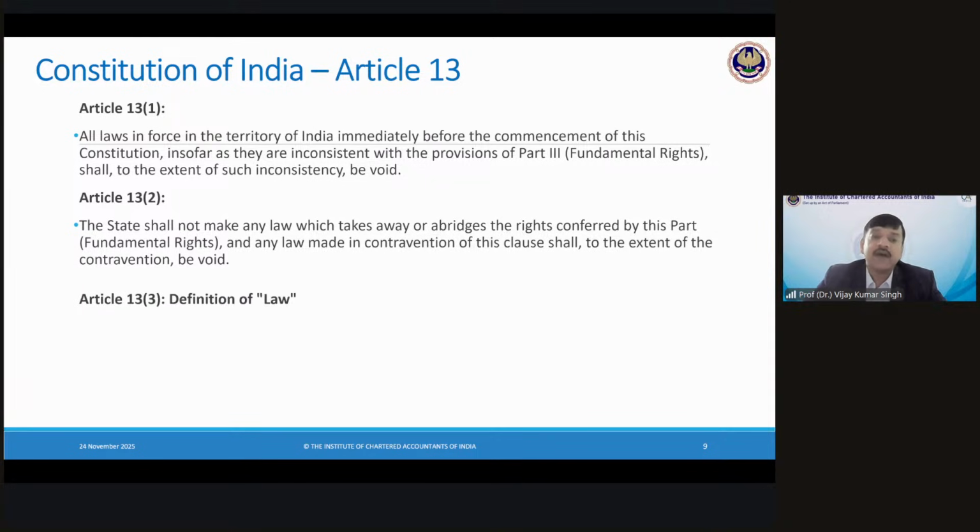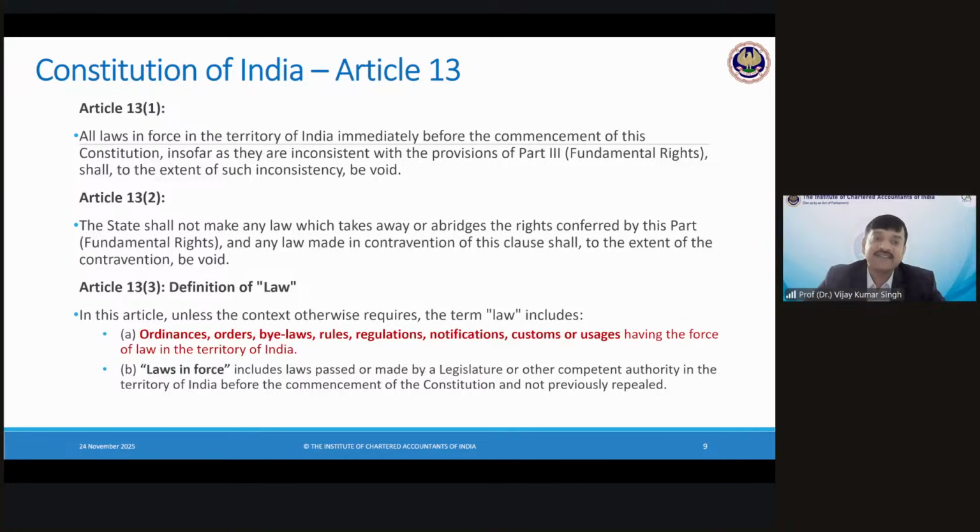Okay. Now, 13(3) defines law, and it defines law by stating that in this article, unless the context otherwise requires, the term law includes ordinances, orders, bylaws, rules, regulations, notifications, customs or usages having the force of law in the territory of India. So you can see here, there are different terms which are used. Ordinances, they are also laws. Orders, they are also laws. Bylaws, they are also laws. Rules, regulations, notifications, these are all laws.